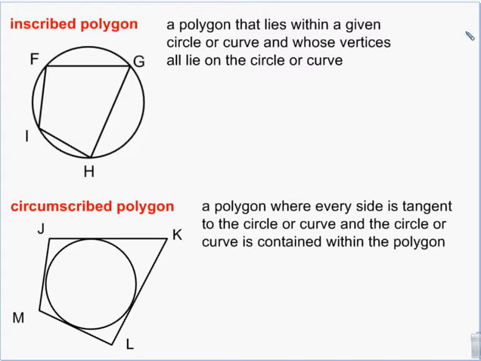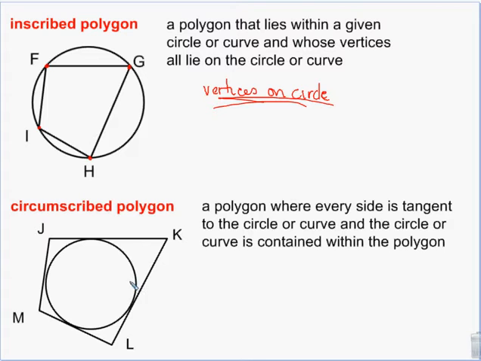Next we can have inscribed polygons and circumscribed polygons. Inscribed is easy to remember because it's inside the circle. The vertices are all points on the circle. So any polygon, triangle, square, any polygon at all that is inside of a circle with the vertices touching the circle is inscribed. So vertices on the circle is very important.